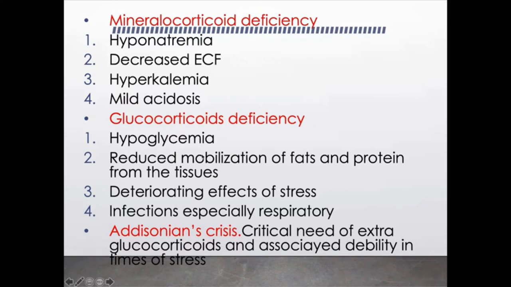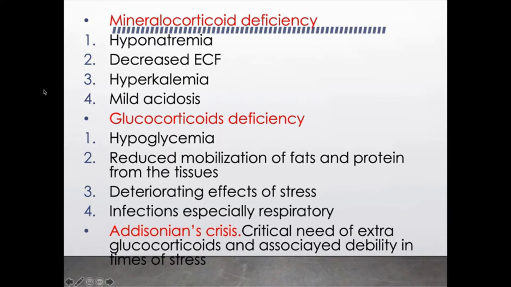Next is a mild acidosis. As you know, aldosterone causes the secretion of hydrogen into the tubular lumen. If there is no aldosterone, the hydrogen will not be secreted, and it will accumulate in the blood and lead to acidosis. Acidosis is mild because there is always a respiratory compensation. There are two systems which help to maintain the pH of the body: one is the renal system, another is the respiratory system. So the respiratory system will help to take the pH back towards normal. That's why it will be a mild acidosis.